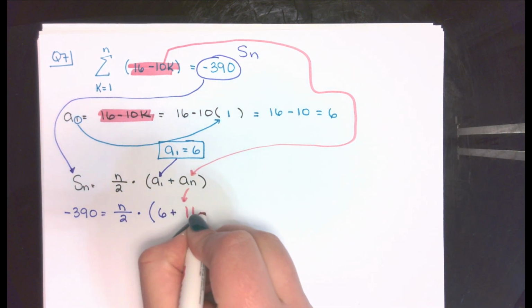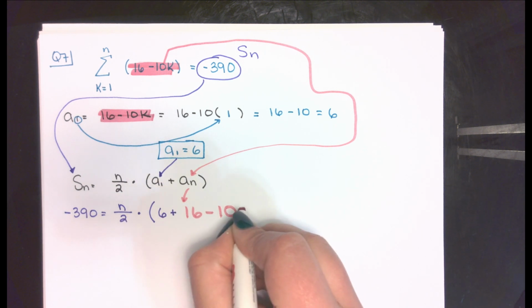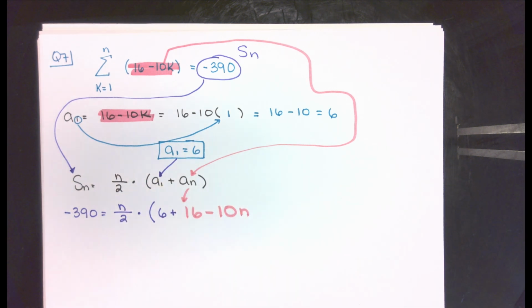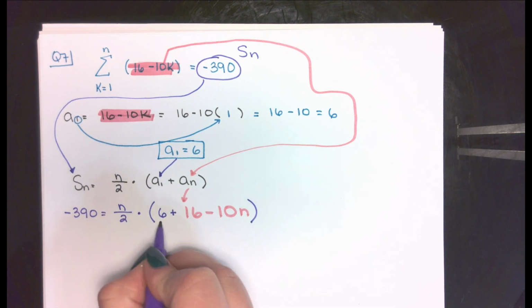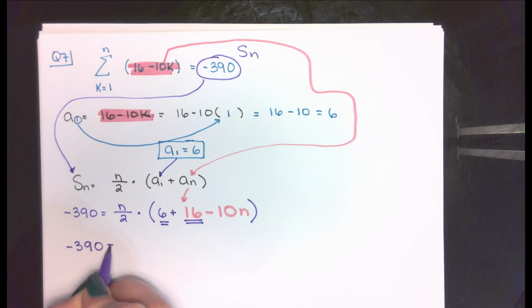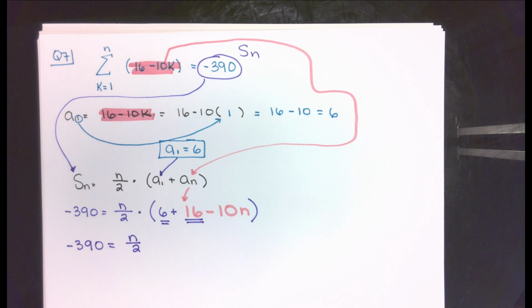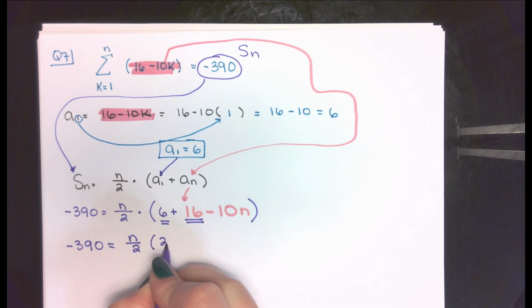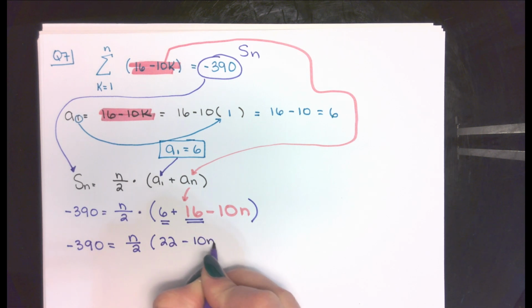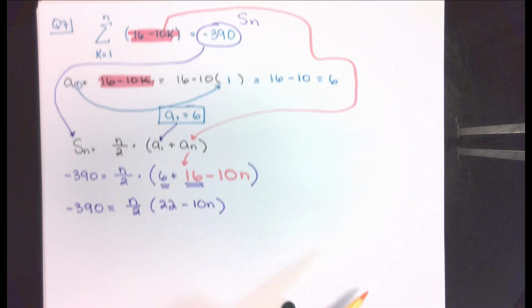Now remember, you're not using K or M or whatever letter they give you. You're changing that letter to an N. That's all you're doing with it. And then you're going to combine like terms. So we got 6 plus 16, and that will give us 22, I think. Yeah. So we got 22 minus 10n. And again, in this step, you're going to be multiplying by 2.